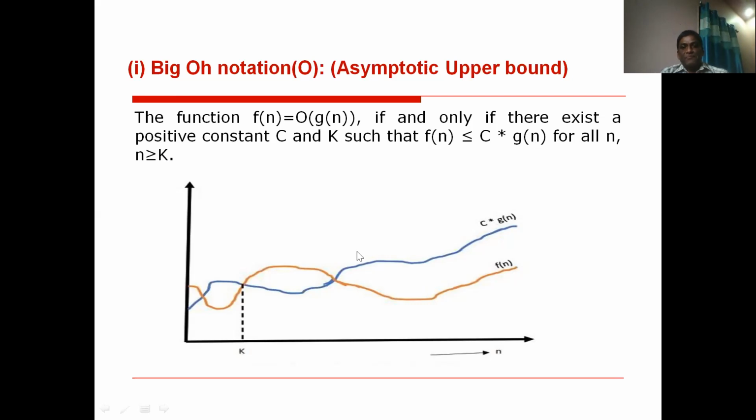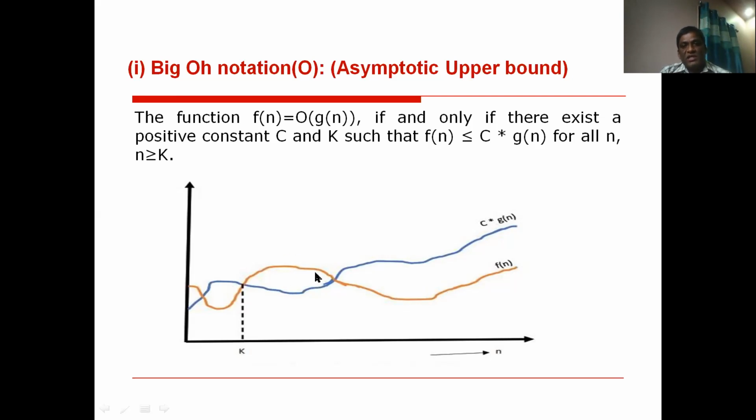If you look at the diagram, f of n is here and c into g of n is here. f of n is always less than or equal to c into g of n. You need to identify a value k. It is wrongly written over here, which is not correct. I request all the students to note down this k over here, because from here onwards, if you look at f of n and c into g of n, f of n is always less than c into g of n. That's what we expect. From any k value which is over here, before this value there may be some fluctuations.